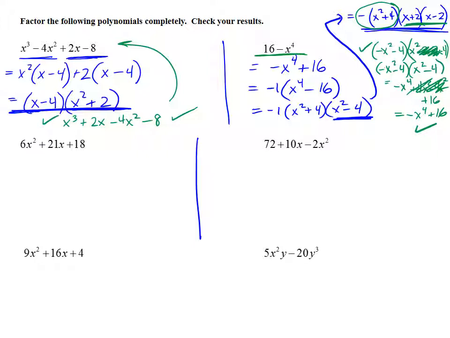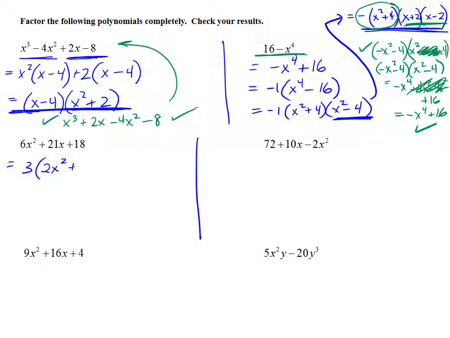All right, so we've had one polynomial with 4 terms, so we used grouping. We had one polynomial with 2 terms, so we ended up using the difference of squares. Our next few examples are trinomials. This first one is in descending order, so we can leave it as is, but we want to look for something common. 6, 21, and 18 all have a 3 in common. So take the 3 out before you go any further.